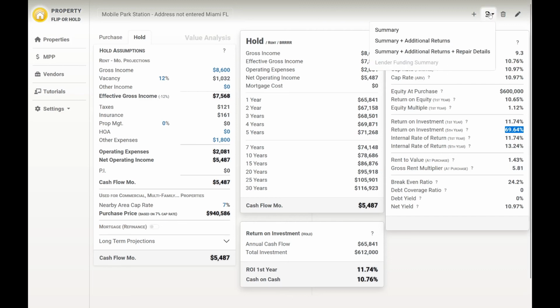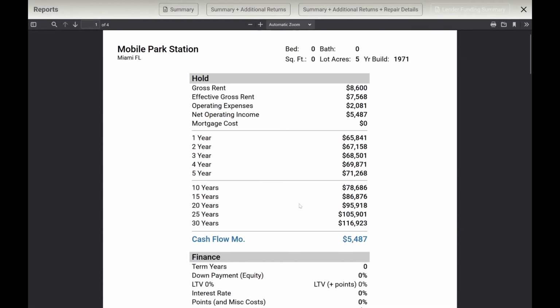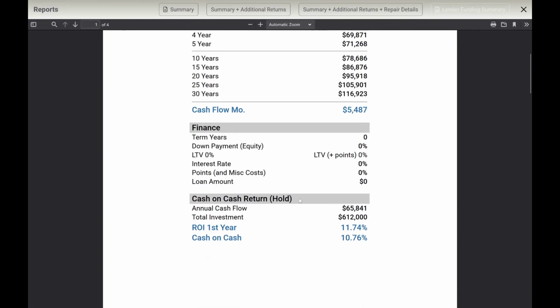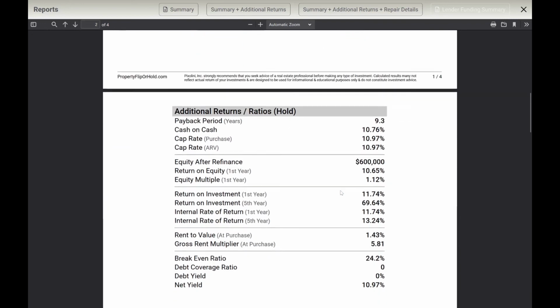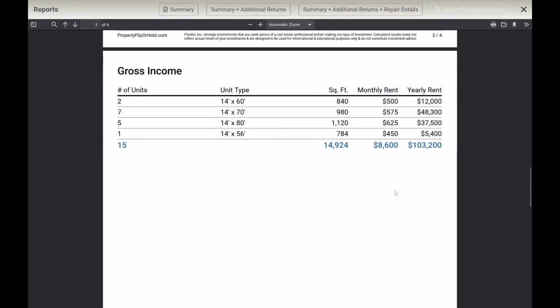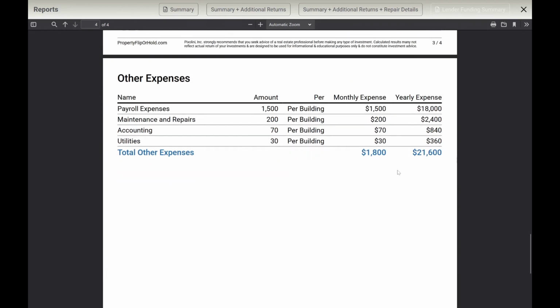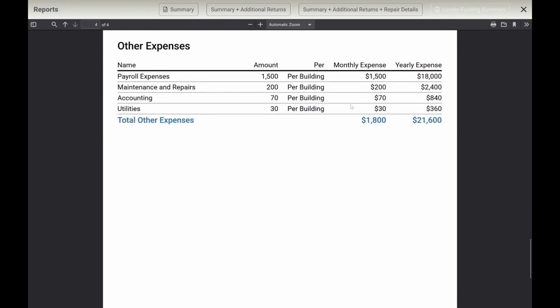So let's look at the report. Of course, you can look at the same items that we were looking at on the screen in a report here. Of course, we have no financing. The additional returns that we were looking at. The details of our gross income by units. And also our other expenses. And again, I truly believe that there are more expenses than what they are listing in their listing.